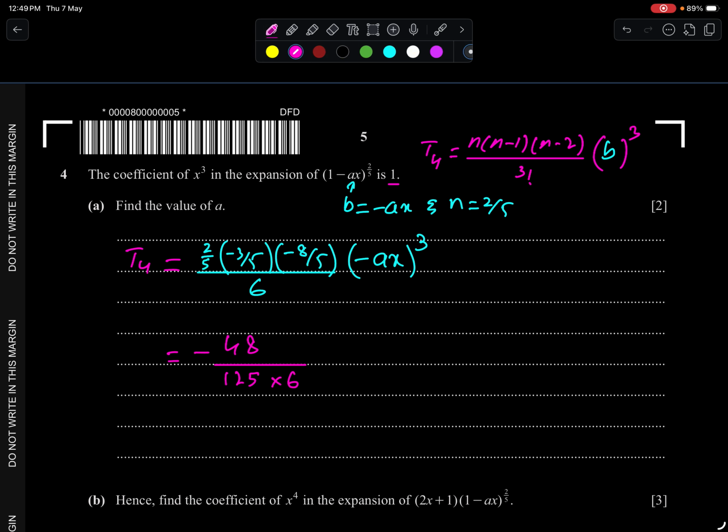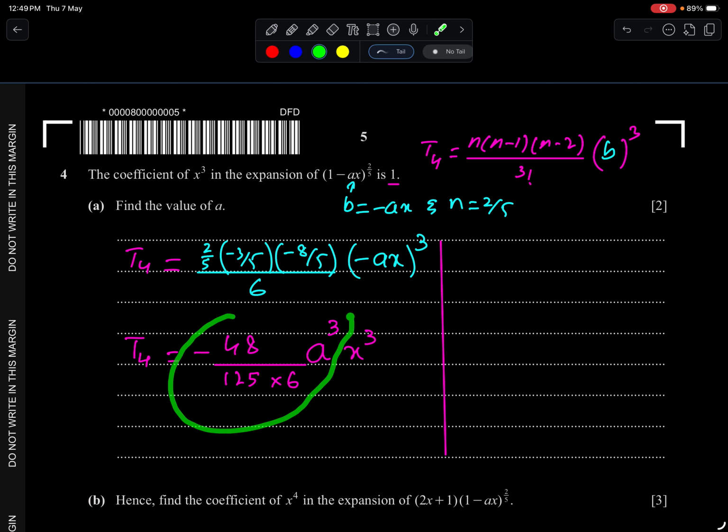And here we have x cube. This is the fourth term. Now we need just the coefficient. You can draw the margin. It's perfectly fine and it's allowed in Cambridge. Alright, so the coefficient is this. This is the coefficient, and this is equal to 1. It says the coefficient of x cube is 1.